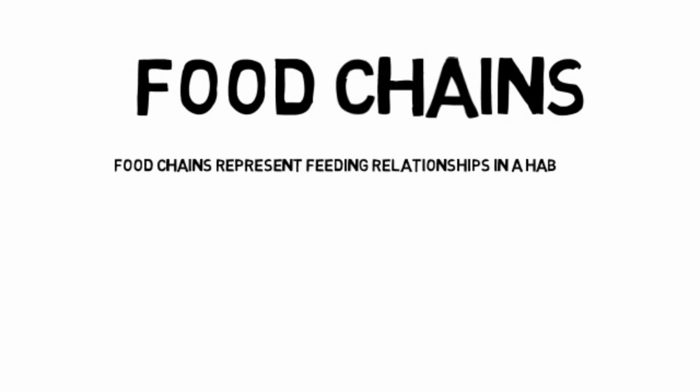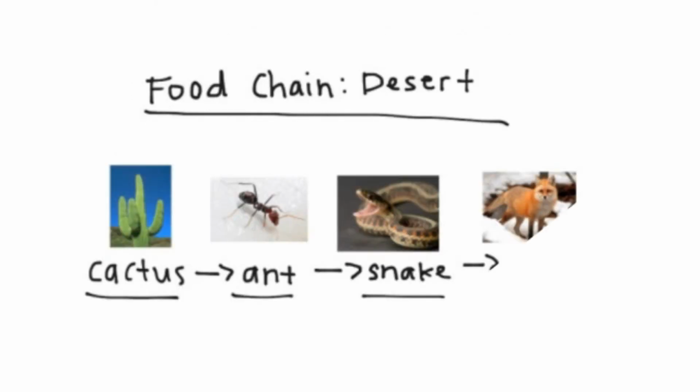Through this video, you're going to learn food chains. Food chains represent feeding relationships in a habitat. Food chains are presented in text and diagrams. Let's have a look at this diagram. This is a food chain in a desert. The cactus is eaten by the ant, the ant is eaten by the snake, and the snake is eaten by the fox.